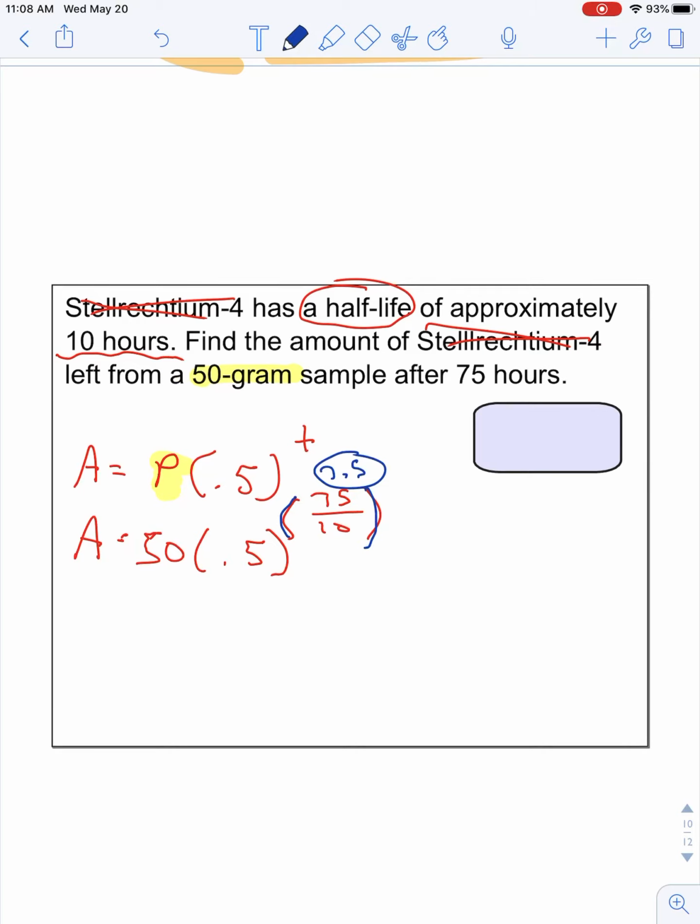I would pause the video and see if you can calculate this correctly, because many of you had the right formula on the quiz, but you did not calculate it correctly. So you should have your final amount left after it keeps cutting in half is 0.276 grams.